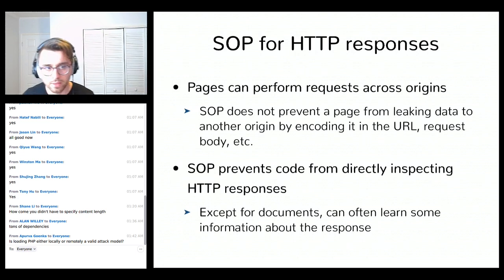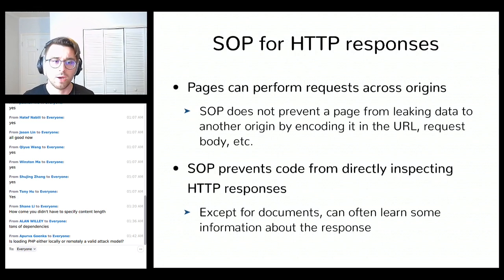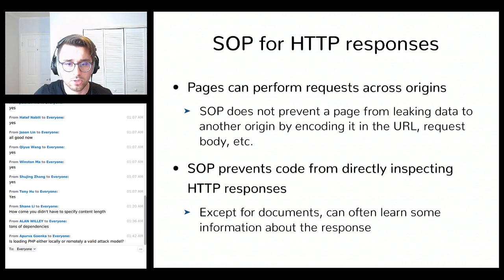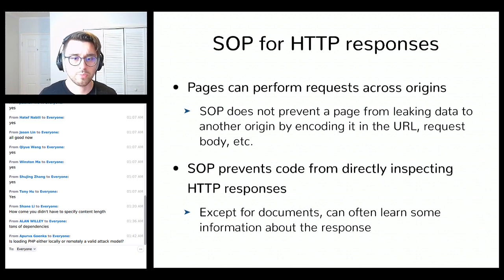Okay, so that's the same origin policy for message passing in the DOM. What about networking? Well, let's look at HTTP responses, right? So again, pages can perform network requests across origins. They typically do this. This is pretty common. And in fact, the same origin policy doesn't prevent you from sending a request to an arbitrary server on the internet, right? So the same origin policy says nothing about leaking information from your own context. So you're totally allowed to leak whatever you want from your own context by just encoding it in the URL or in the request body or whatever else you want.